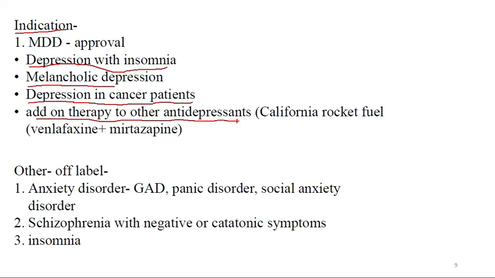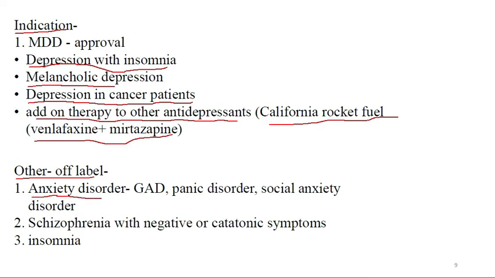So as add-on therapy, mirtazapine can be used with other SSRI group of the drugs. A combination of the venlafaxine with mirtazapine is called the California rocket fuel. Now coming to the other off-label uses of the mirtazapine.